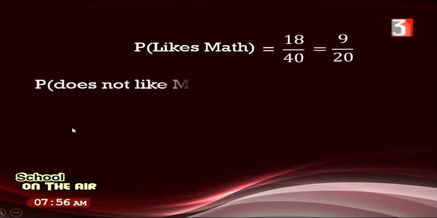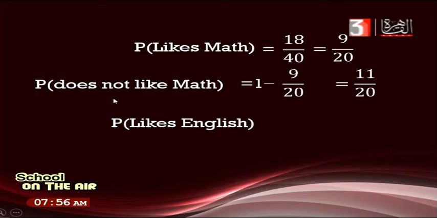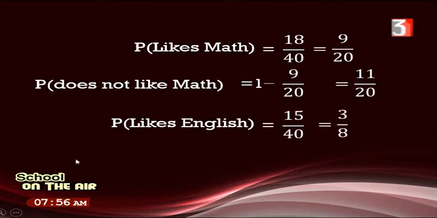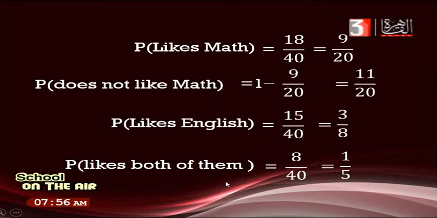If we notice, we can work by direct inspection, taking the numbers, or we can work using the rules we have. P of A equals 18 over 40. P of A complement is 1 minus P of A. Like English, P of B equals 15 over 40. Don't like math, we will complete our event, 3 over 8. Both, I'm looking for the intersect between them, which is 8 over 40 equals 1 over 5 in simplest form.